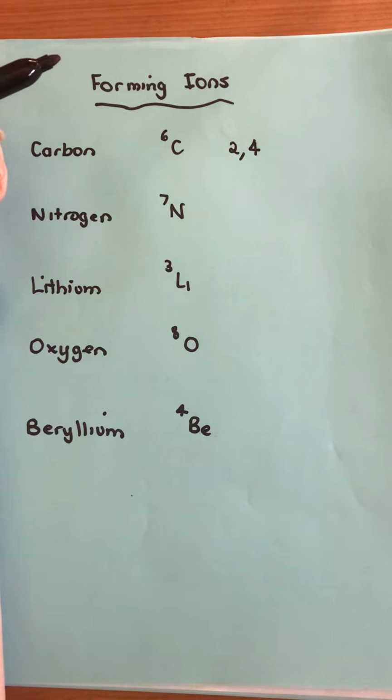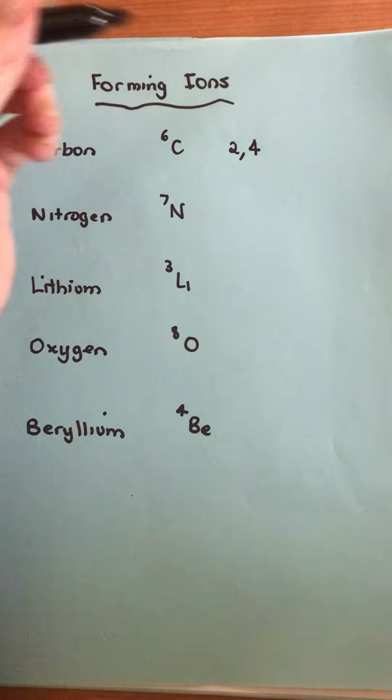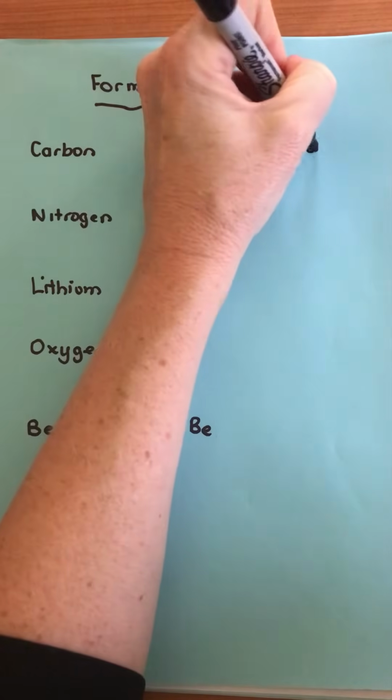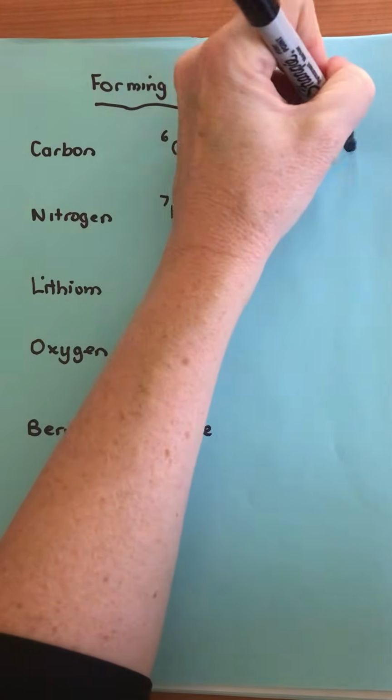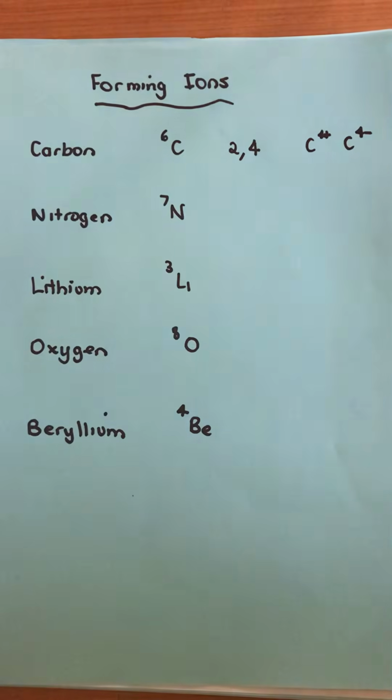So in this case, we can look at it either losing 4 electrons, which would mean it would be C4 plus. If it gains 4 electrons, it would be C4 negative. So it can go either way.